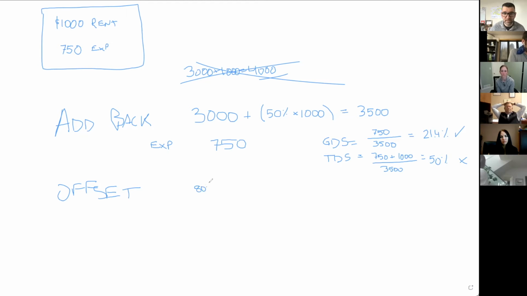So we take 80% times 1,000. And that is, oh, my equals just aren't working today. So that's 800, but we still have 750 in expenses. So we're going to subtract 750. Oopsies.